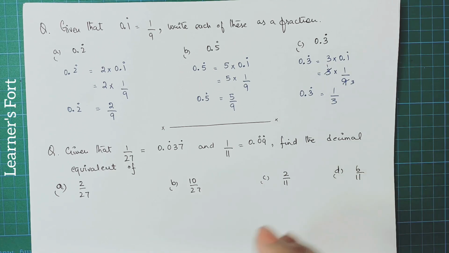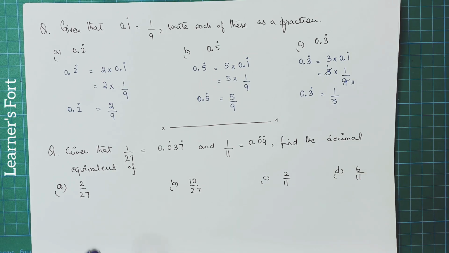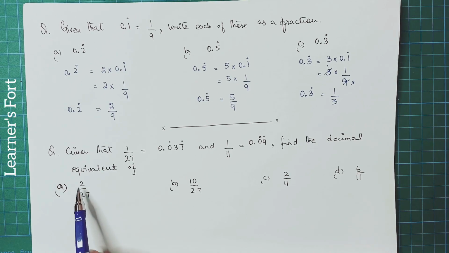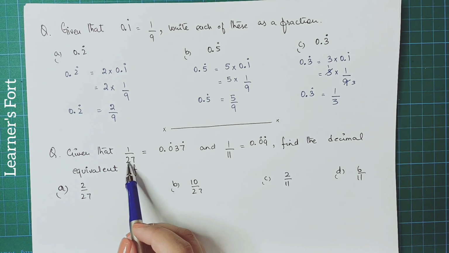Now we have to find out their corresponding decimals. So how are we going to do that? The condition is pretty much the same. Now we have to express 2 upon 27 as a multiple of 1 upon 27.